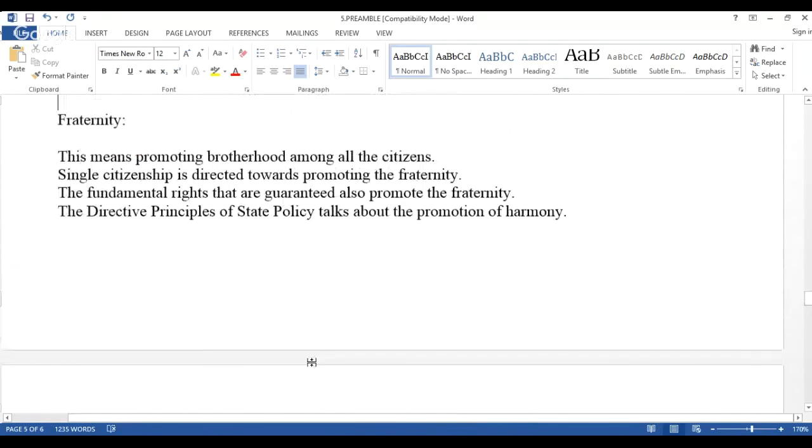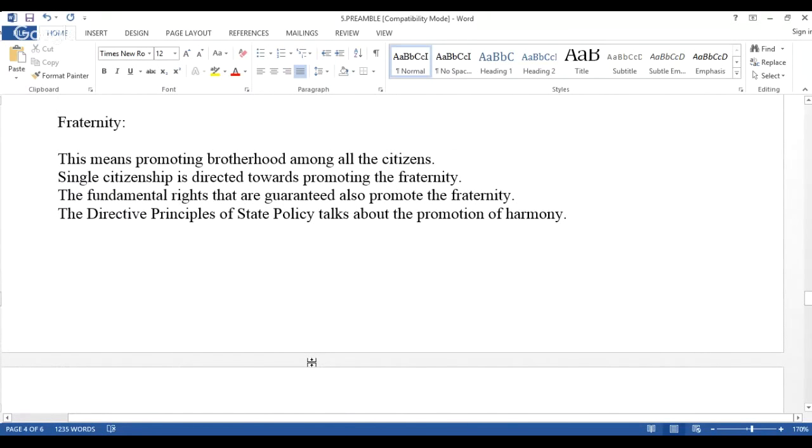Fraternity means promotion of the brotherhood. In India, so many crimes are happening against certain individuals, especially against women, because they don't realize the importance and the concept of fraternity.